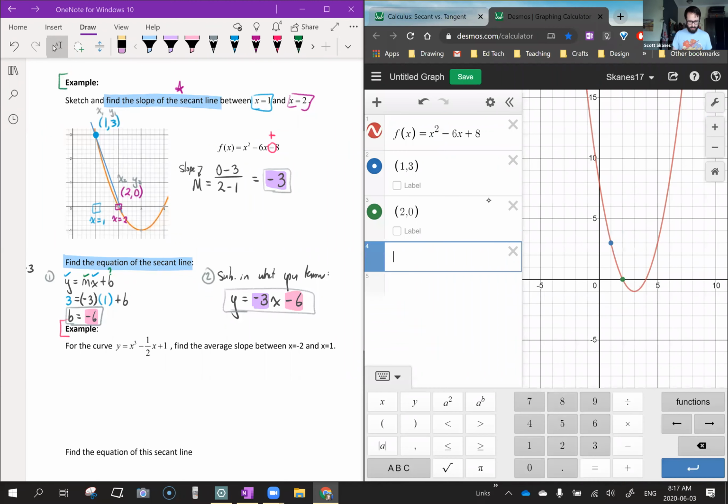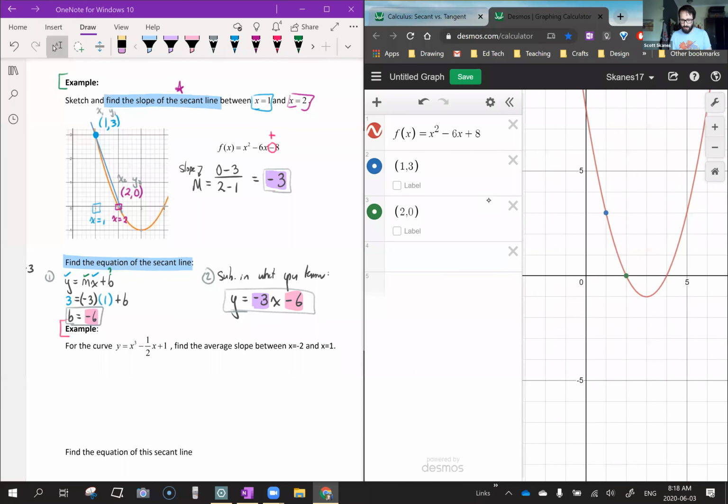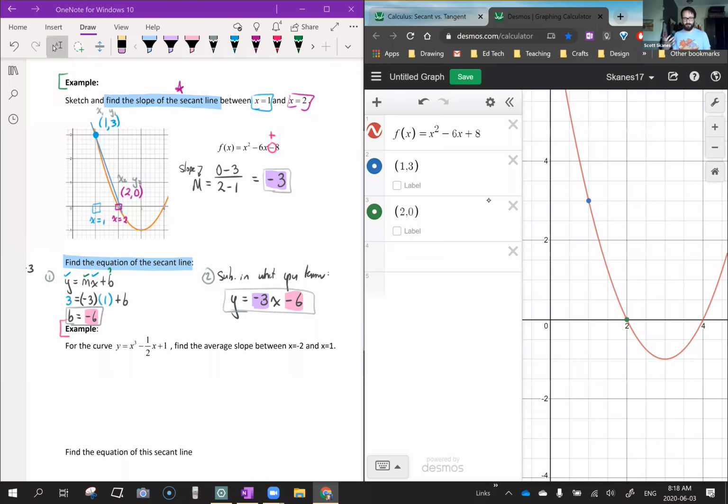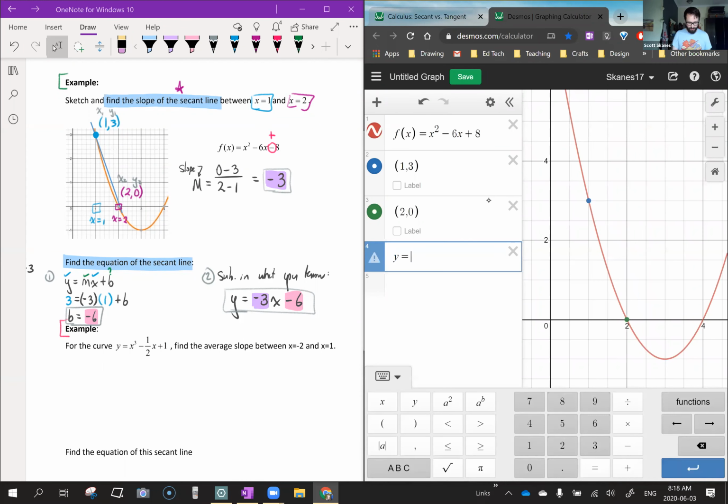And then let's go ahead and put our new line on it. And what should happen, and it's almost like magic in a way, if you understand how this math is working, our new line should go exactly through those 2 points. So we can see if our solution is correct. Y equals -3x minus 6.